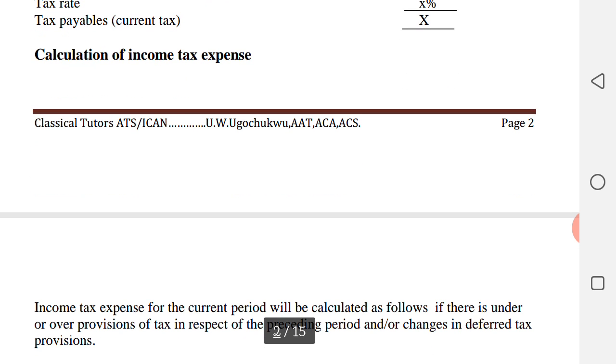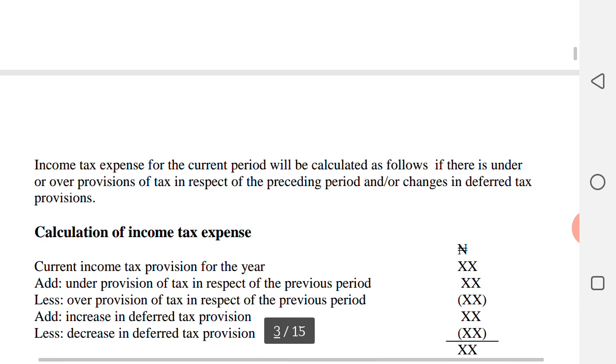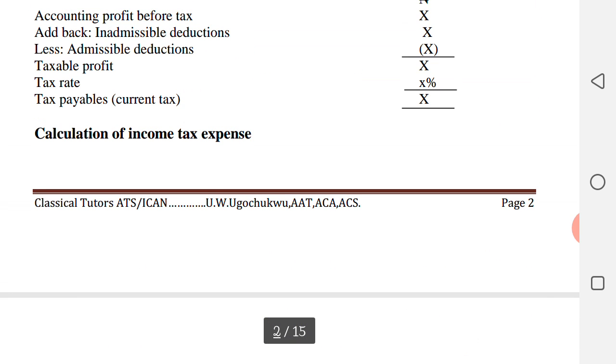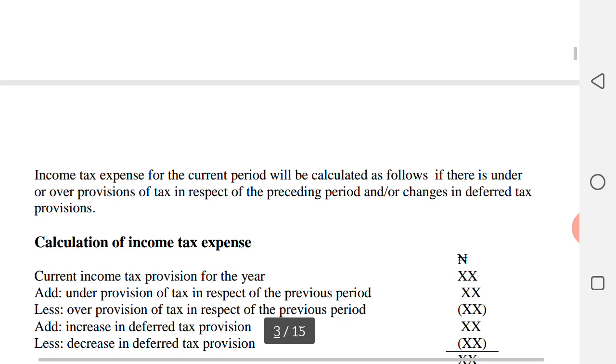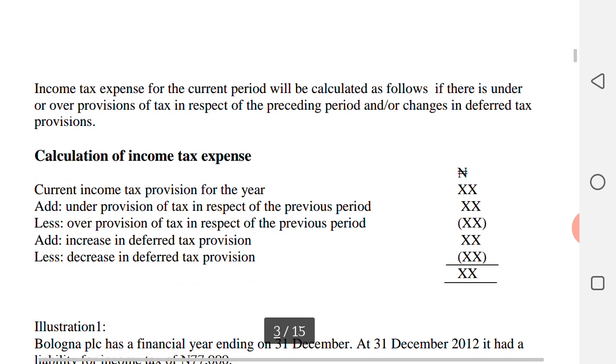Now, calculation of income tax expense. How do we get the actual income tax expense? The actual one, this one is the provision. There must be other elements that will factor in before we debit it to our profit or loss. Income tax expense for the current period will be calculated as follows: if there is under or over provision of tax in respect of the preceding period, or a change in deferred tax provisions. So this is the format.